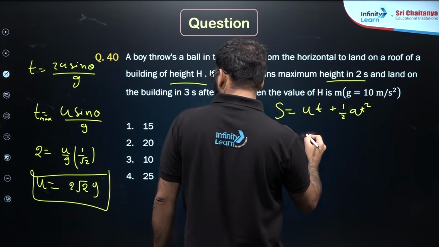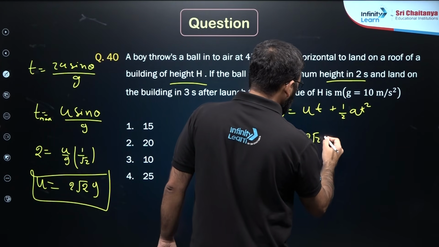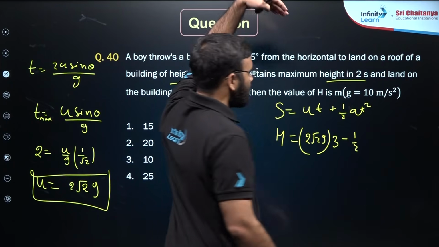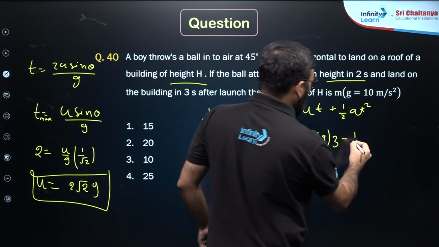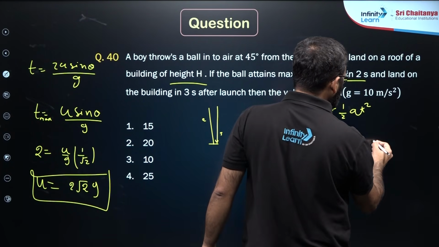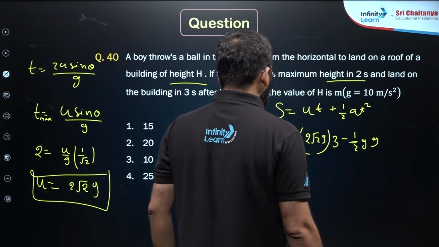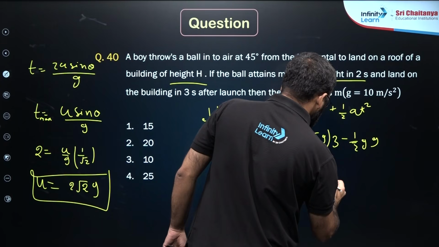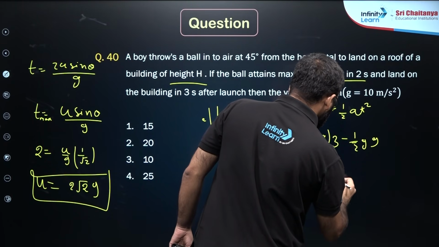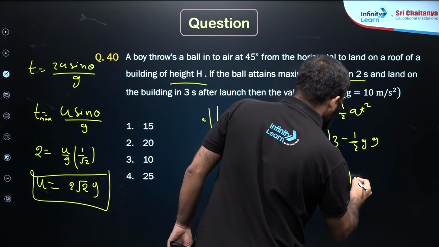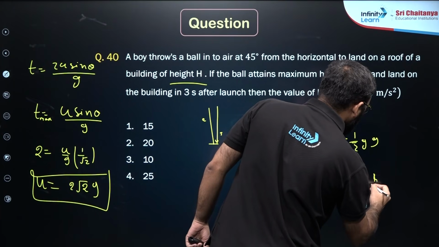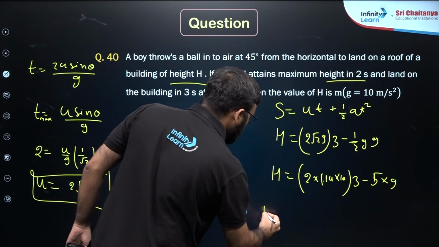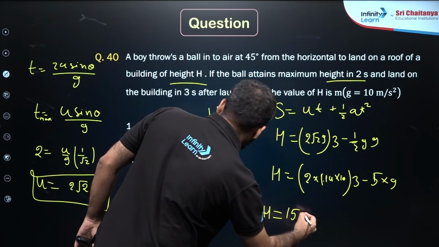Minus 1 by 2, because acceleration due to gravity is in the downward direction. So 1 by 2 into g, 3 square is 9. Okay, so just this one you can solve. So h equals 2 into 1.414 into 10 into 3 minus 5 into 9. So this value you can get approximately h equals 15 meter.